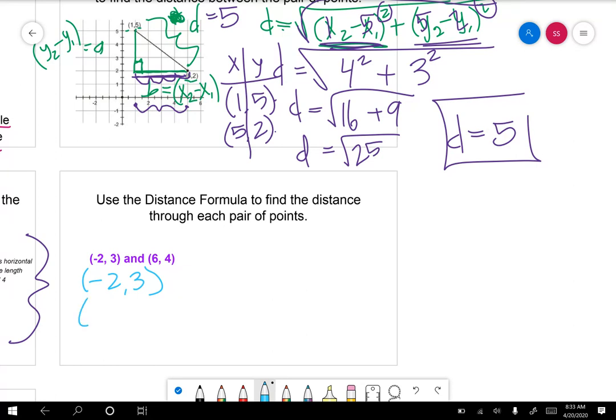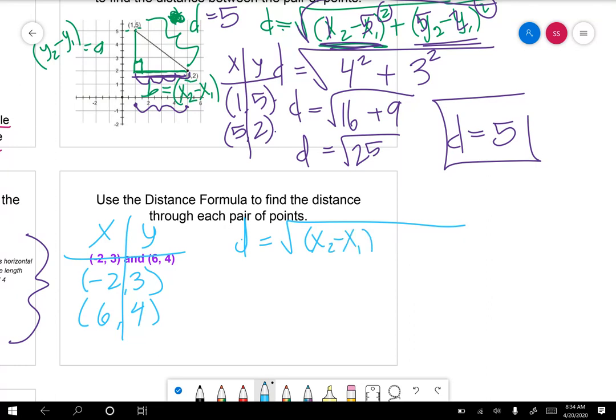Okay, first thing I'm going to do is just stack those 2 points. Okay, and we know that this side is x, this side is y, right? So it's kind of like we have a table here. All right, I'm going to write the distance formula next. So d equals the square root of x2 minus x1 squared plus y2 minus y1 squared.